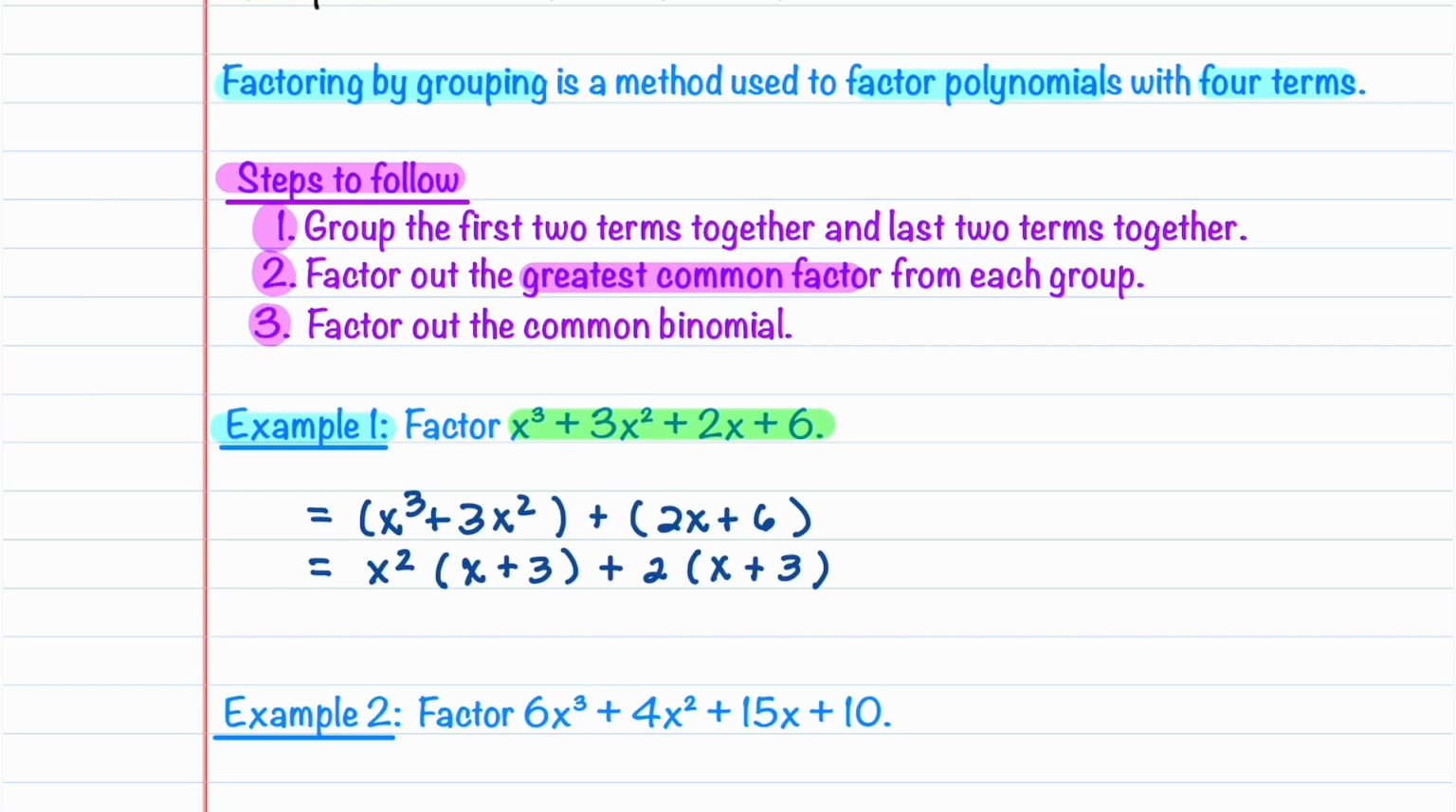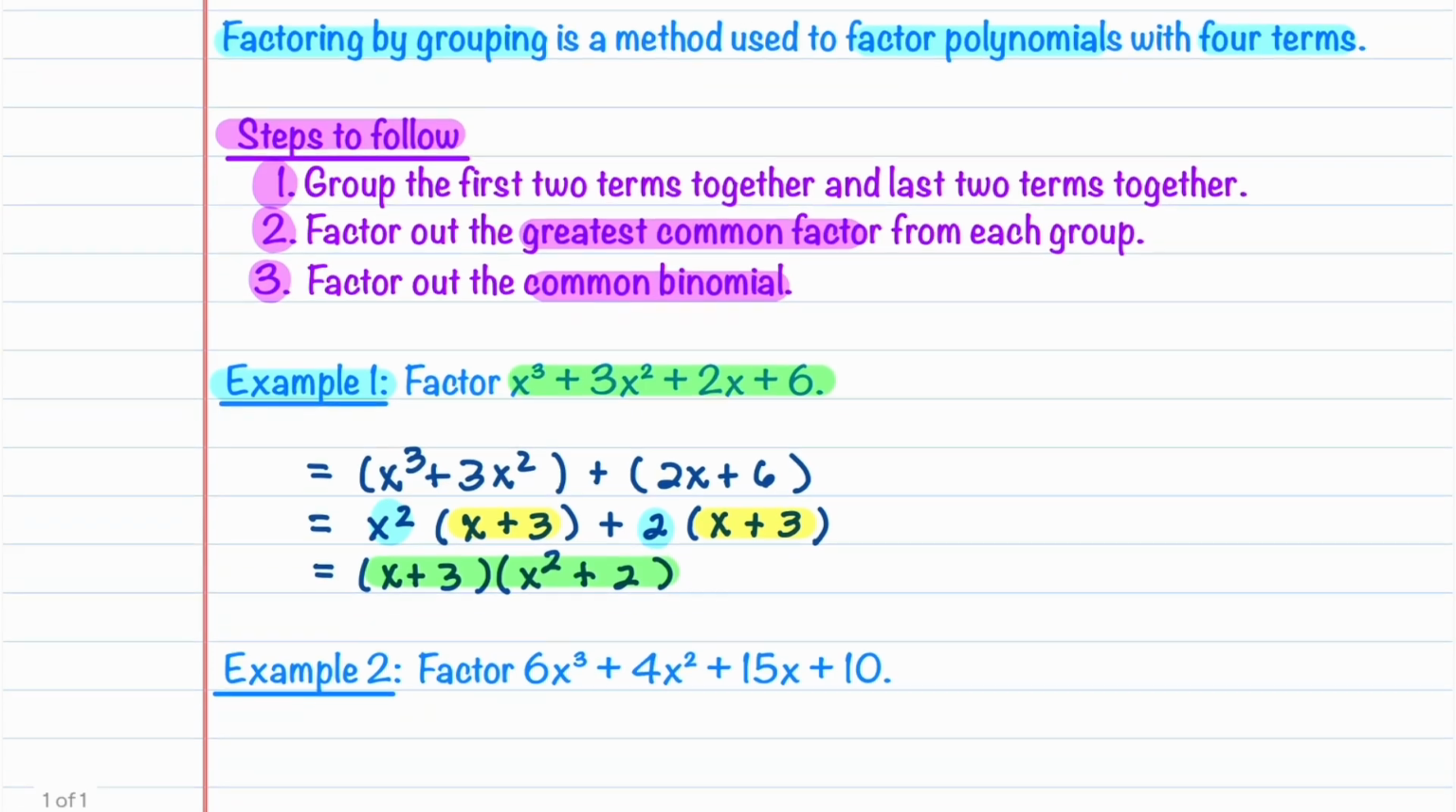The last thing that we need to do is factor out the common binomial. Let me highlight what the common binomial is in our example. It's x plus 3. So we're going to factor out an x plus 3. And what we have left is an x squared and a 2. And our answer is our polynomial written in factored form. Let's look at another example.